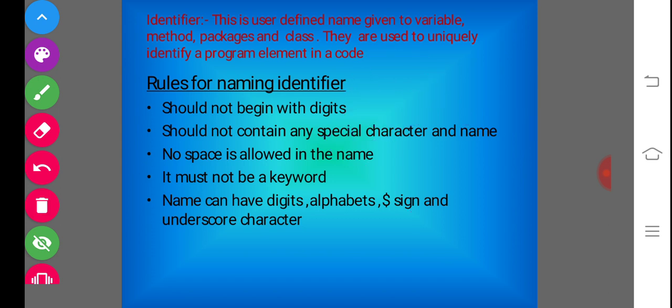And what are the rules for naming an identifier? The first is the same rules which we follow for writing the class name. It should not begin with a digit. It should not contain any special character in the name. No spaces are allowed in the name. It must not be a keyword, and the name can have digits, alphabets, dollar sign and underscore character.